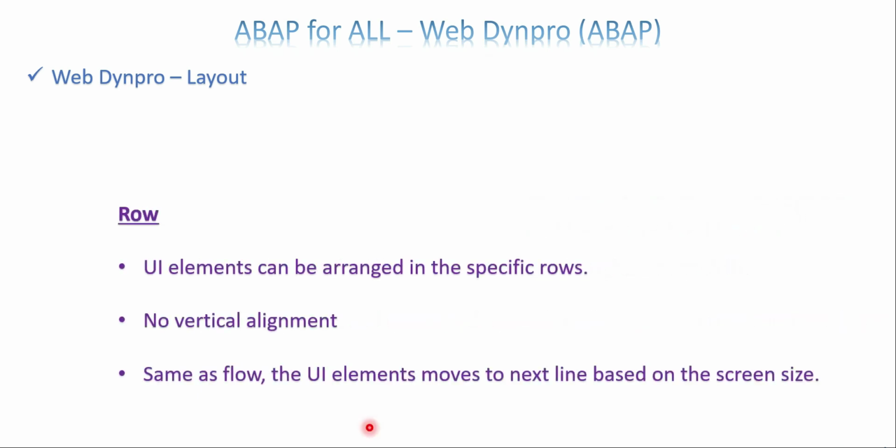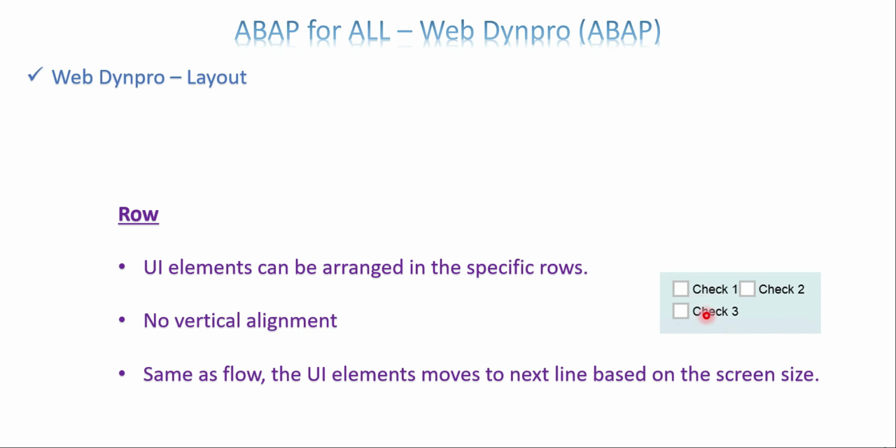The next one we are going to see is row. With row, we can keep our UI component on the next line or a brand new line at the design level itself. That is the usage of row. This also doesn't have a vertical alignment. It's the same as flow: whenever the screen size changes, it automatically adapts to a new line. So it looks like this.